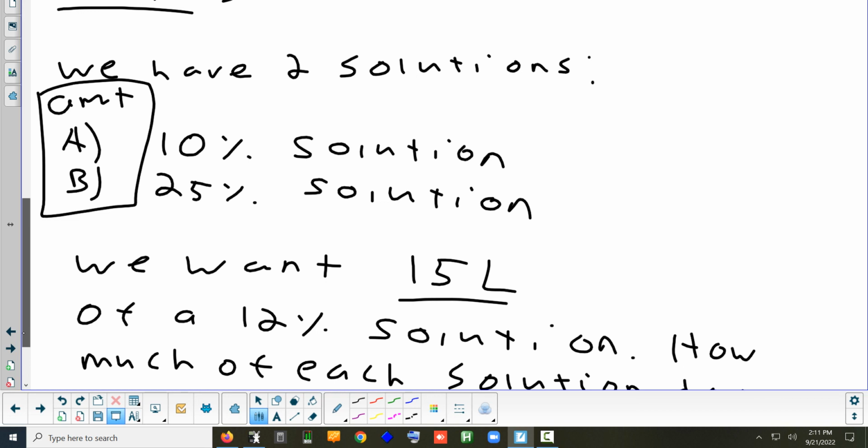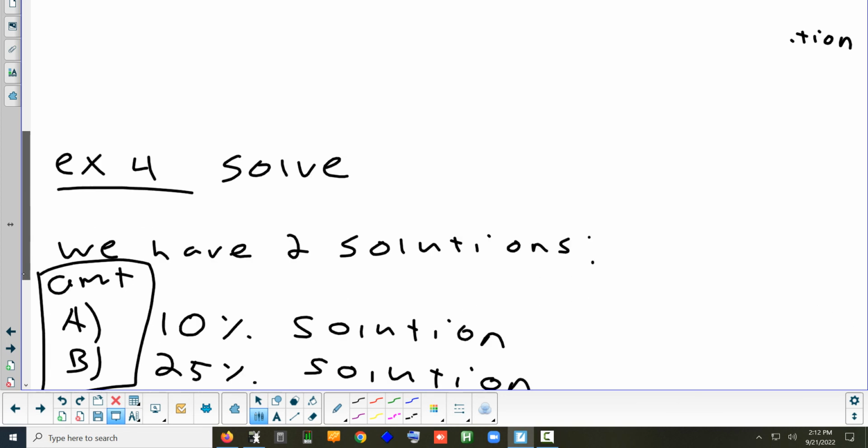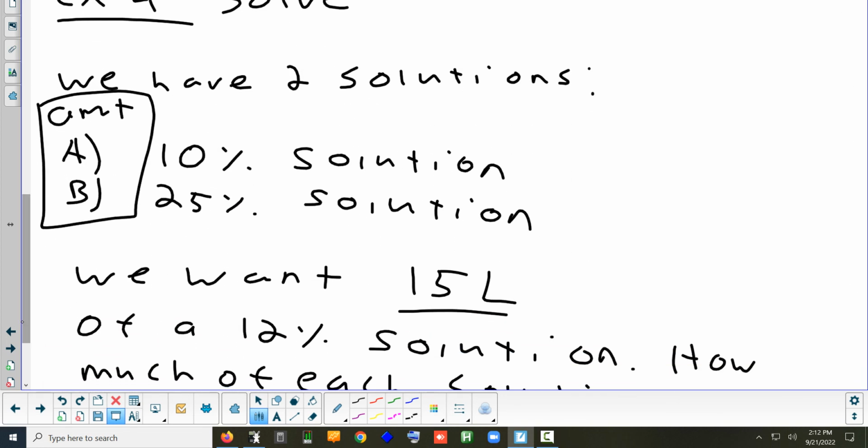What's the amount of the 25% solution? B. So how would we write this equation with those two amounts? Yep. 10A plus 20B. So what is amount 1? How much? Like how many liters are we going to use?